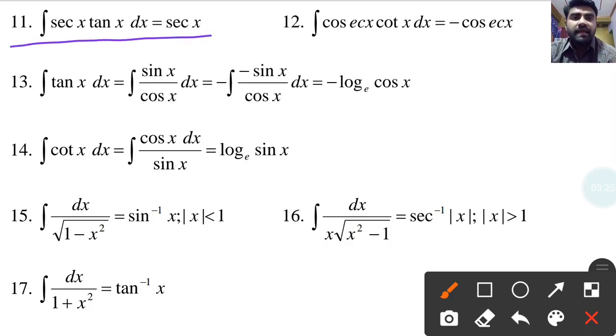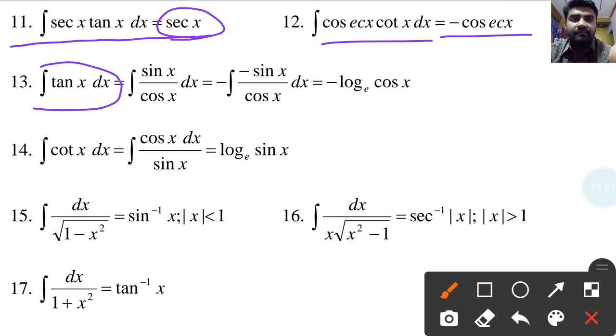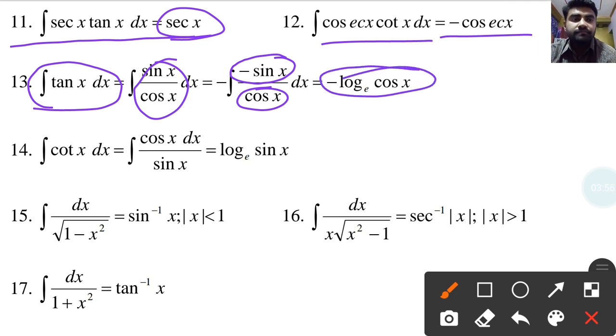Integration of sec x tan x dx, so that is sec x. Integration of cosec x cot x dx is equal to minus cosec x. Then integration of tan x dx is equal to, see, tan is sin upon cos, so sin x upon cos x dx, so we are multiplying with minus minus, right? We can multiply, so here it is cos x, so log of cos x, because 1 upon cos x, so that is minus log of cos x base e, right?